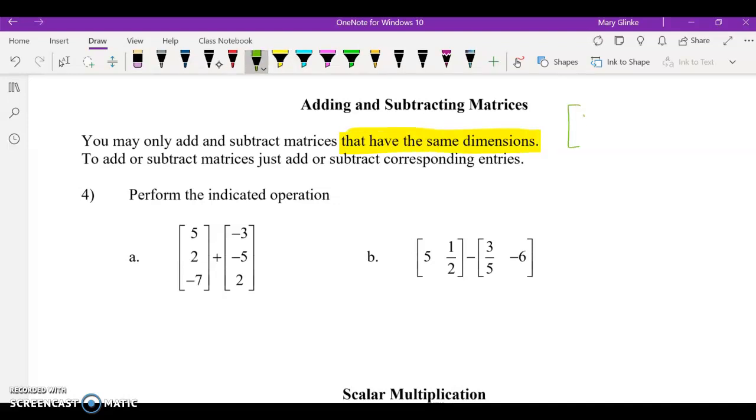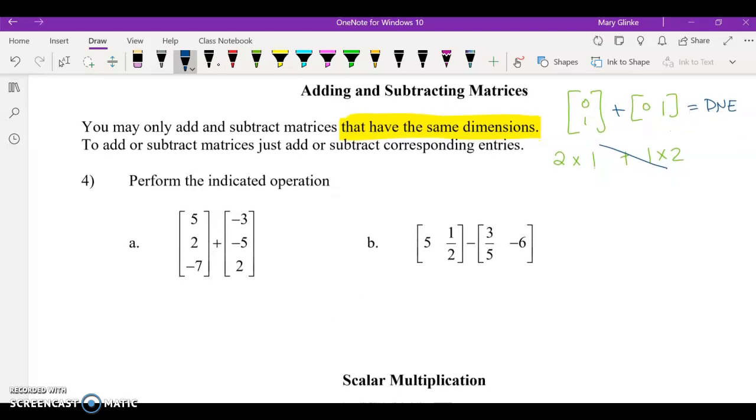So you cannot add something that is 2 rows by 1 column and 1 row, 2 columns. We cannot add these. If you are told to add these together, you would say that does not exist because I cannot line up the corresponding spots in terms of row 1, column 1, row 2, column 1, and things like that. So it just doesn't work.